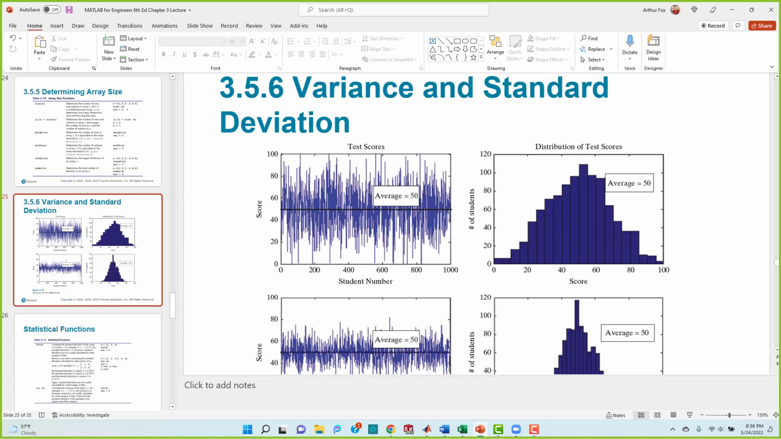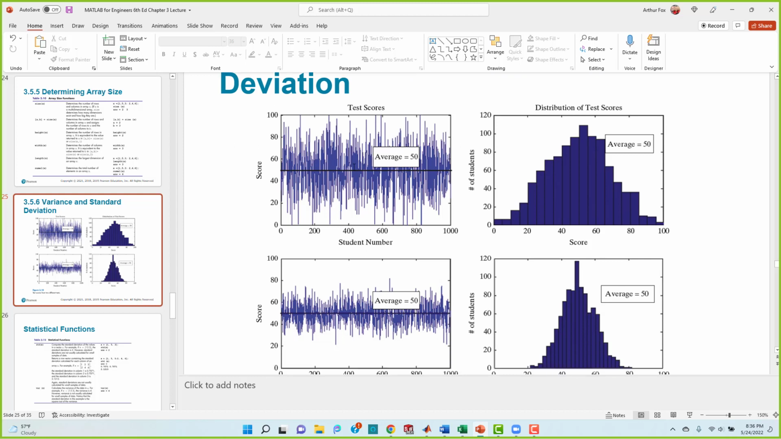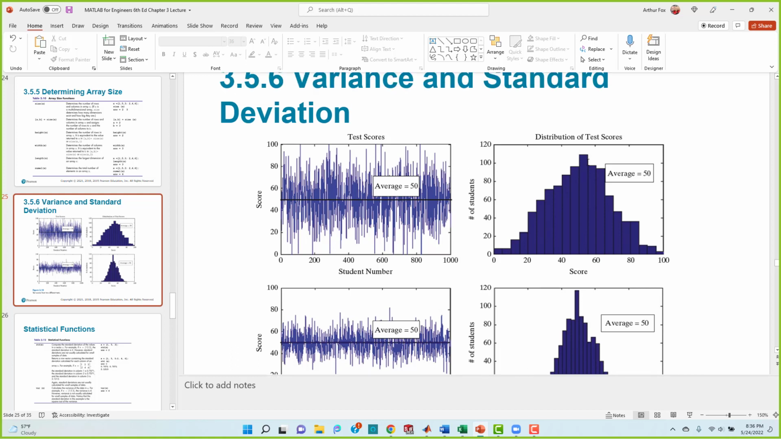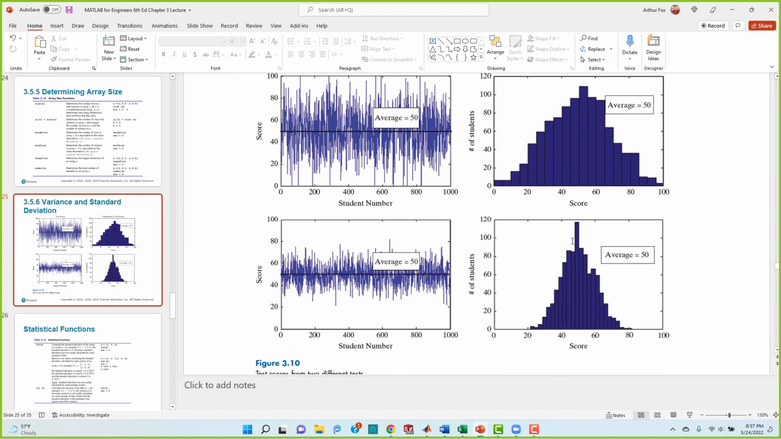So standard deviation and variance. This is all statistical stuff. Your bell curve for standard deviation. Most of your data points will fall within 1 or 2 standard deviations of the norm. Here the average was 50, so within 1 or 2 is going to be your standard deviation.